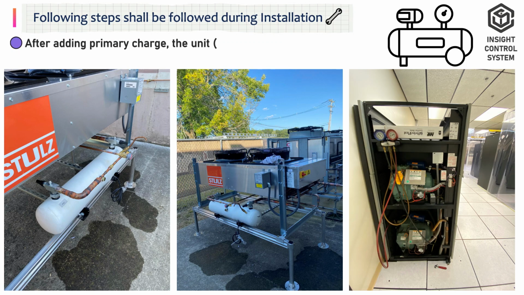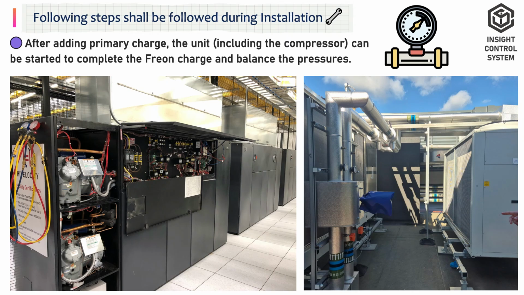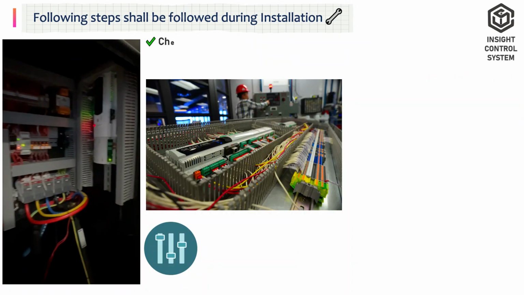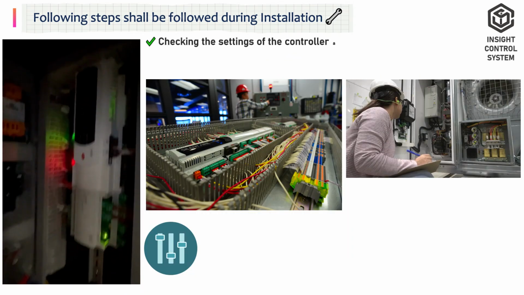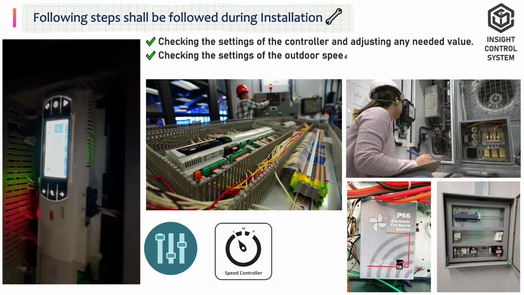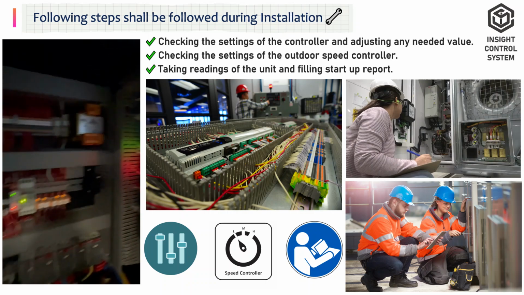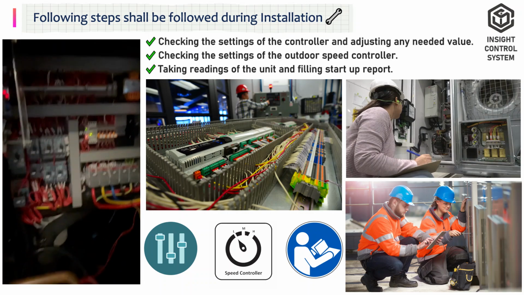After adding the primary charge, the unit, including the compressor, can be started to complete the freon charge and balance the pressures, checking the settings of the controller and adjusting any needed value. Checking the settings of the outdoor speed controller. Taking readings of the unit and filling the startup report.